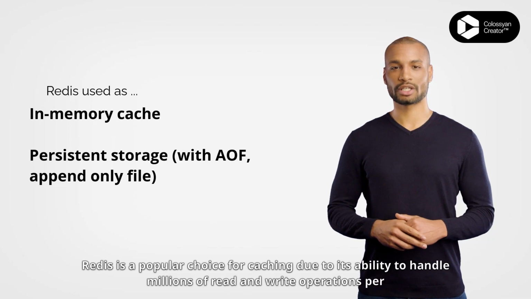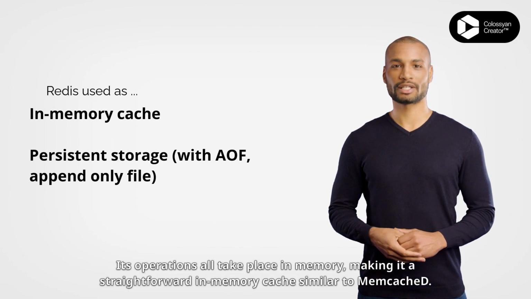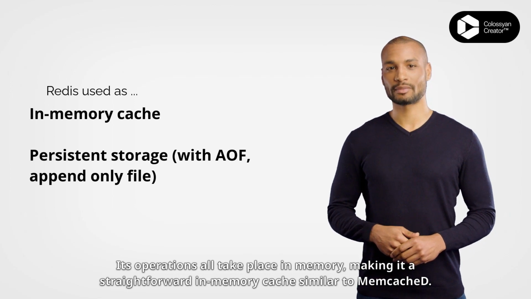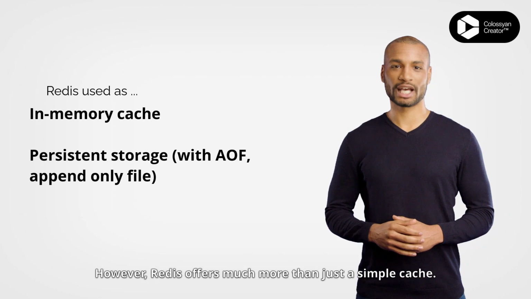Redis is a popular choice for caching due to its ability to handle millions of read and write operations per second with ease. Its operations all take place in memory, making it a straightforward in-memory cache similar to memcached. However, Redis offers much more than just a simple cache.